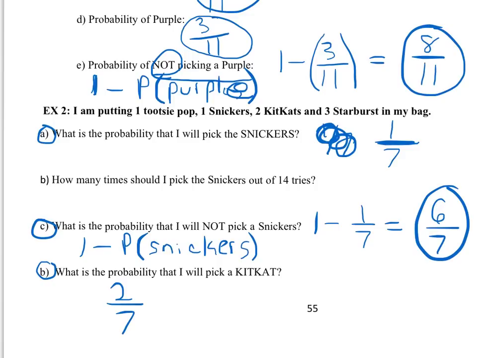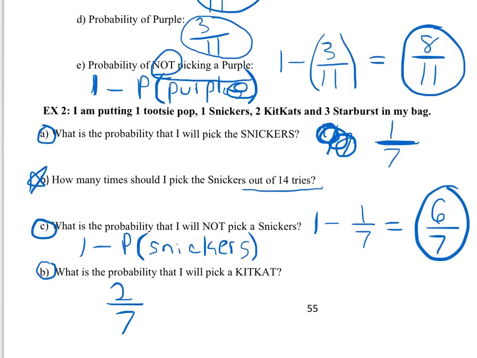Okay, let's go back and look at B, because this is a new type of problem. Let's put a star on this, because this is a little bit trickier. How many times should I pick the Snickers out of 14 tries? So if you have the bag of these candies up above here, and you reach into it 14 times, and you put the candy bar back after each time, that's called with replacement. If you reach into it 14 times, always putting that candy bar back, how many times would you expect to grab a Snickers out of the bag?